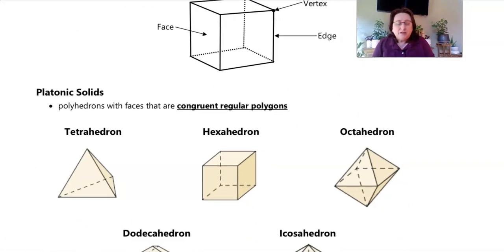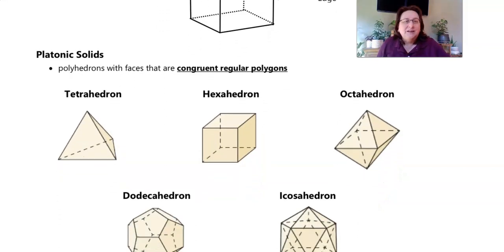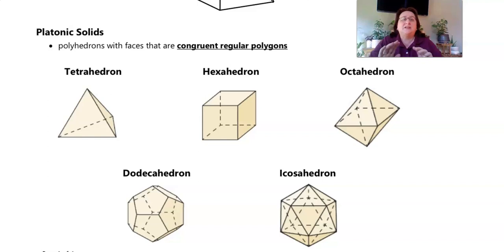Let's continue on. Some of you may have seen these particular shapes. These are called platonic solids. I just want to point these out. Platonic solids are polyhedrons with faces that are all congruent regular polygons. Do you guys remember? A regular polygon has all congruent sides and all congruent angles. So if I look at what I'm going to call a hexahedron, but really we know it as a cube, all of these are regular quadrilaterals, squares. They're all congruent. So a cube is actually a platonic solid.